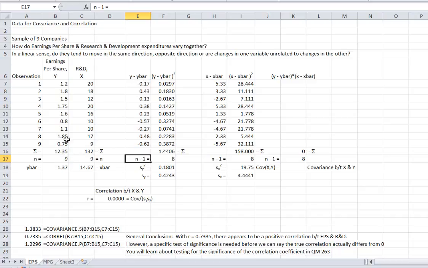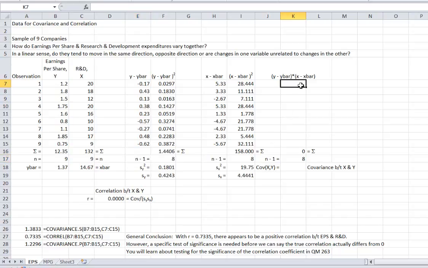then basically only 8 of the 9 values are free to move. If I know the mean, the x bar, and I know 8 of these values, the other value isn't free to move. I know what it will be. So I've got n minus 1 degrees of freedom. I do that for both y and x, and so then I get my standard deviations here.